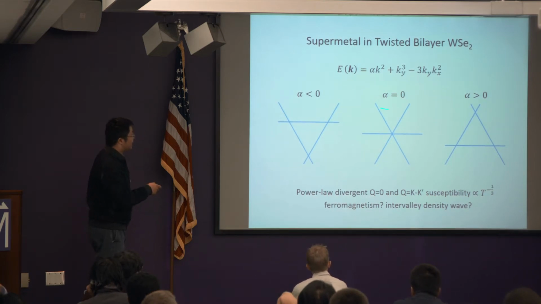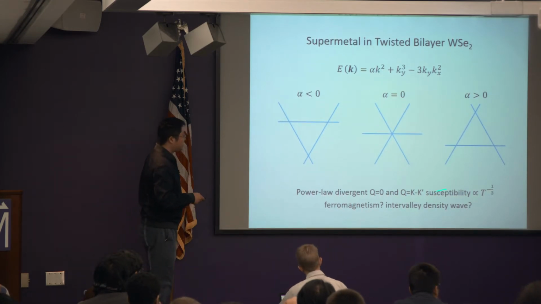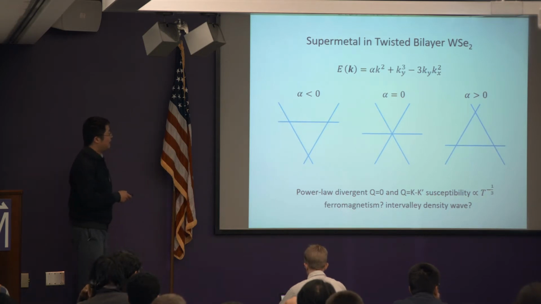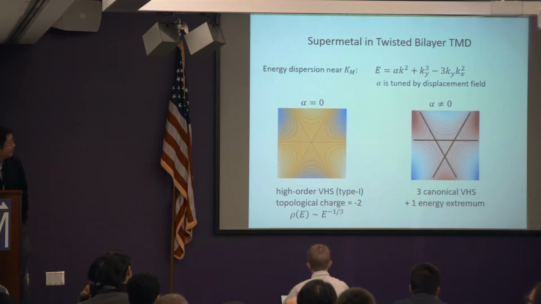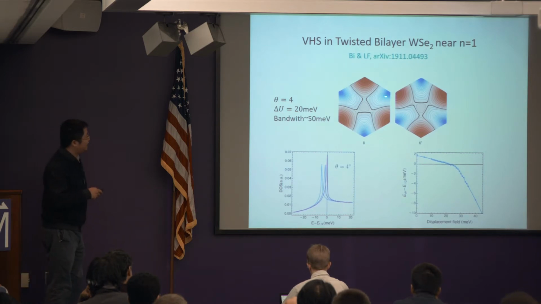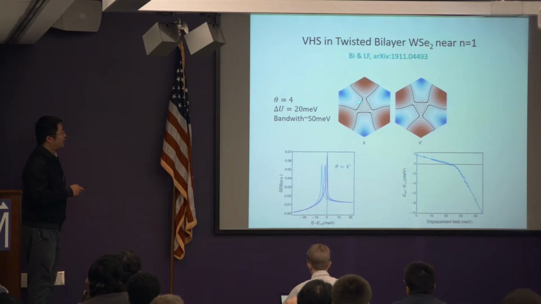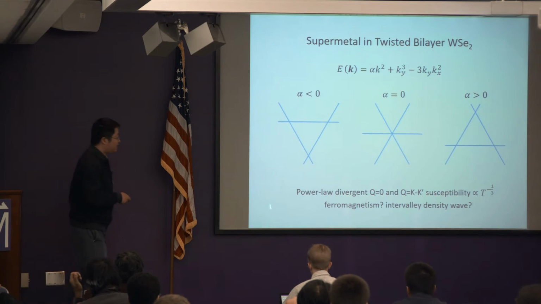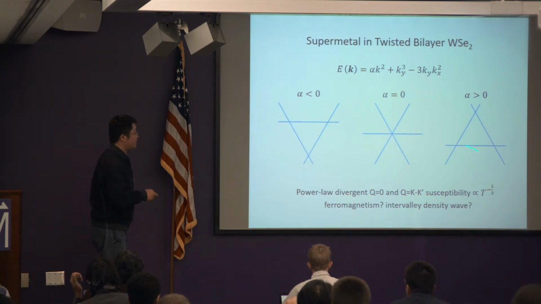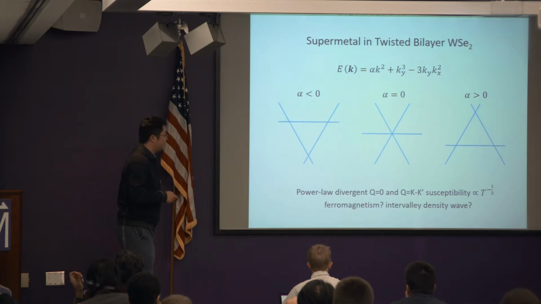And in particular, when we are at the high order Van Hove singularity limit, alpha equals 0, we get power law divergence susceptibility, both in the ferromagnetic channel, Q equals 0, as well as in the intervalley density wave channel. Because remember, the system has two valleys, right? One valley is centered at the K point, the other valley is centered at the K prime point of the mini Brillouin zone. So the density of states diverges at both K and K prime. So naturally, there's also an intervalley density wave susceptibility that diverges with a power law exponent of -1/3.